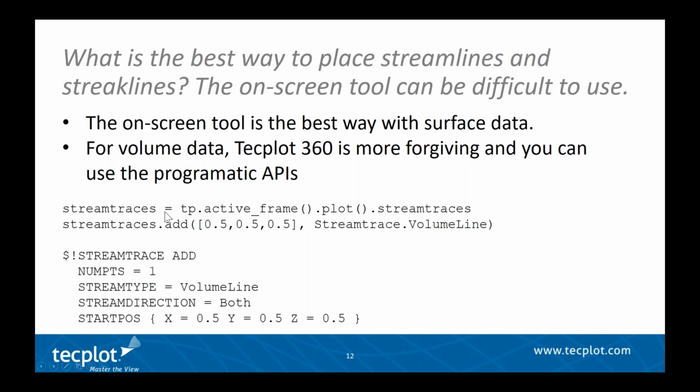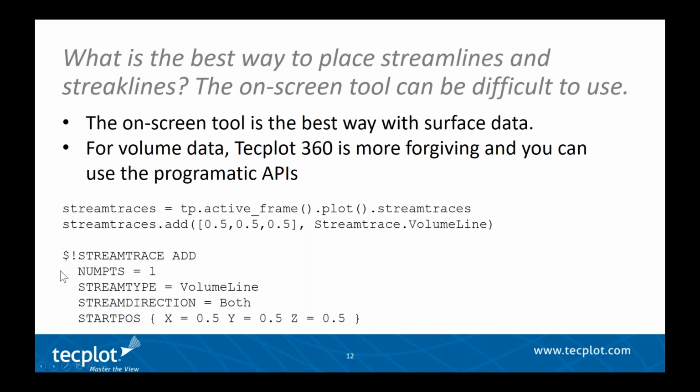So here is a couple example lines of code where you get a hold of the stream trace object associated with the frame, and then you can add stream traces at specific XYZ locations. So here I'm adding a streamline at 0.5, 0.5, 0.5, so that's XYZ, and I'm telling it to be a volume line. So you could then quite easily create an arc by having multiple of these add commands.